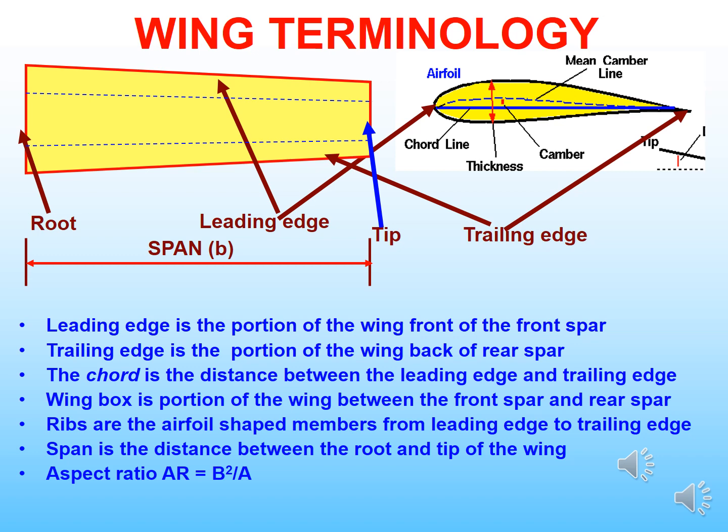Then the chord. It is the distance between the leading edge and trailing edge. Wing box is the portion of the wing between front spar and rear spar. It's almost a rectangular section. Ribs are the aerofoil shaped members from leading edge to trailing edge. Span is the distance from the wing root to the tip of the wing. Then comes the aspect ratio AR, defined by b squared by S, with the area of the wing in the denominator and the total span squared in the numerator.